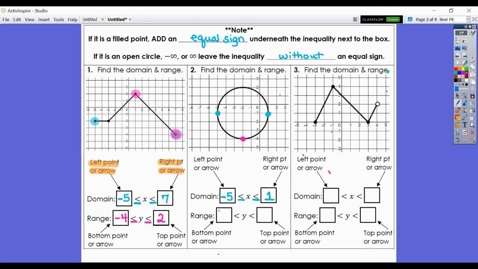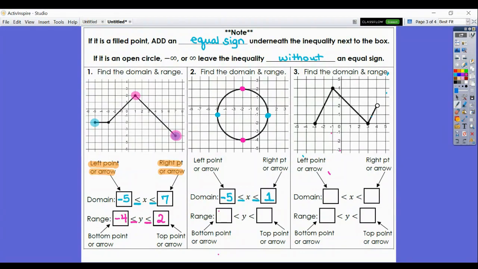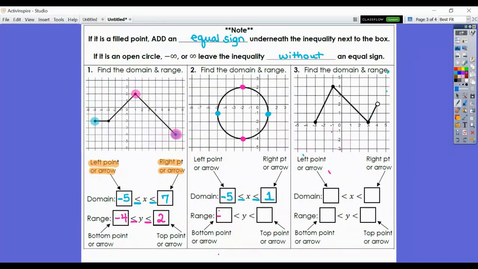I'm going to go ahead and bold my bottommost point and my topmost point of the circle. Notice they are different than the left and right points. That's completely fine and pretty usual. We go ahead and fill the range. We have -4. Put a line underneath because that is the y value of my bottom point and it's filled. Then put a line because my top point with a y value of 2 is a filled point as well.